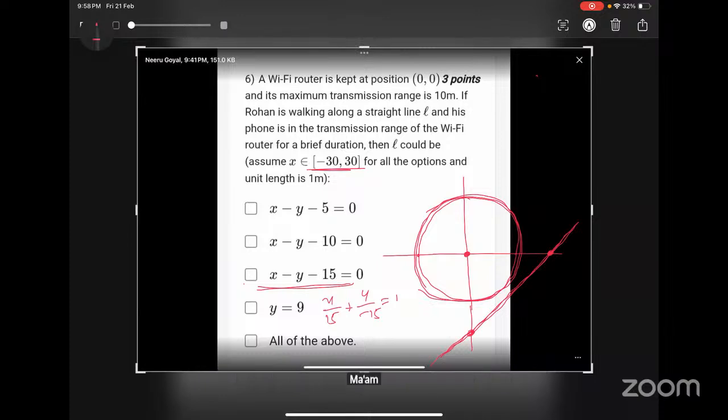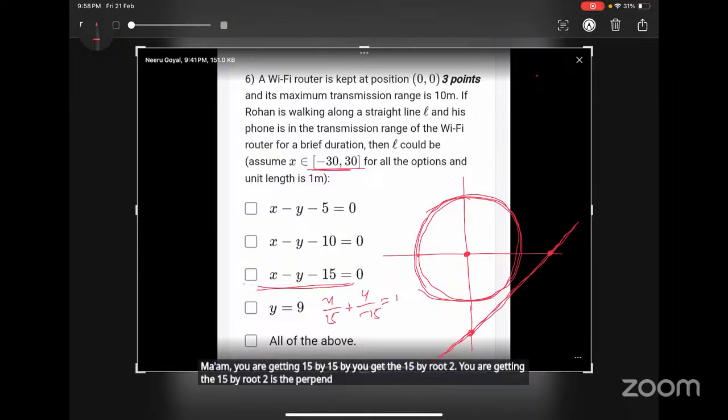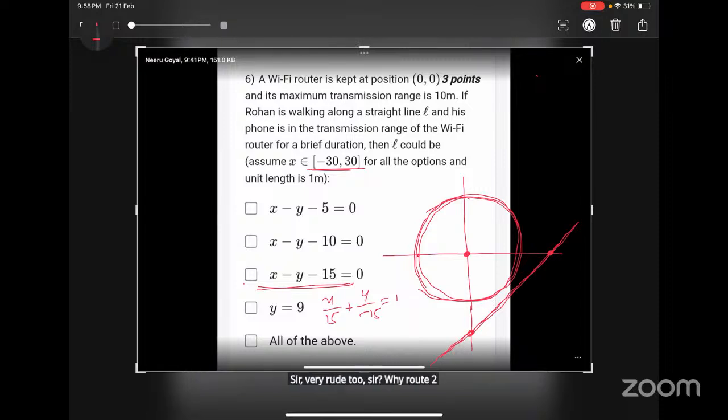Ma'am, when you put 0,0, you get 15 by root 2. You are getting 15 by root 2 as the perpendicular distance. That means that must be less than 10, then it will cut. Why root 2, sir? Why is root 2 coming here? Because y equals 15 minus x, you have to calculate the perpendicular distance from the origin. That's why you put the origin here.